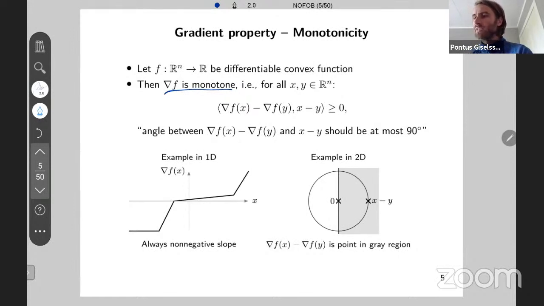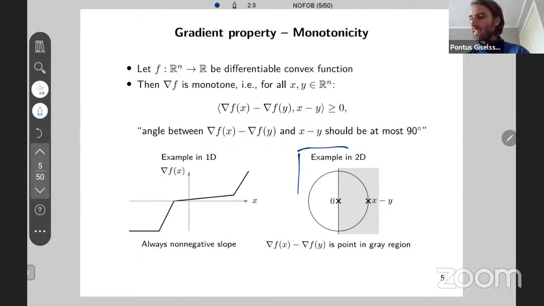And what monotonicity means is that we take any points x and y in R^n. We take the difference between the gradients of f at these points. And then we take that scalar product with the difference of the points themselves. And this should be greater than or equal to 0. So we can read this as the angle between the vector gradient f at x minus gradient f at y, and the difference x minus y should be at most 90 degrees.